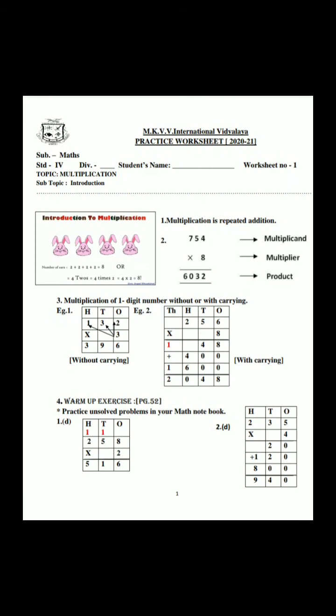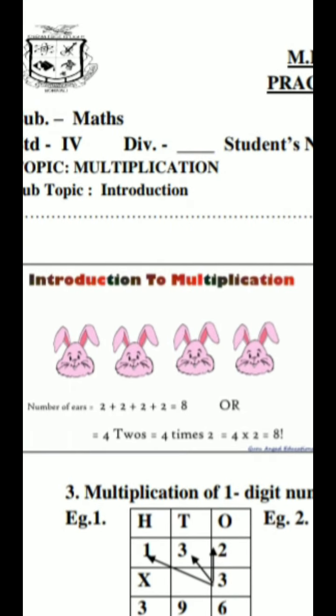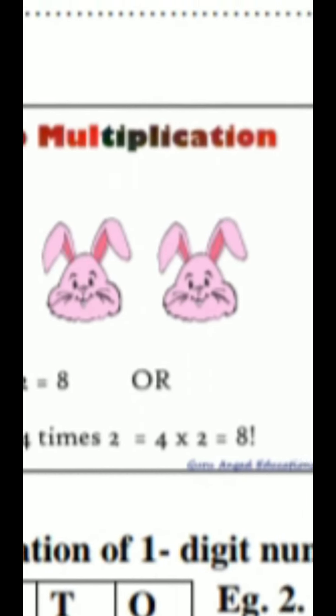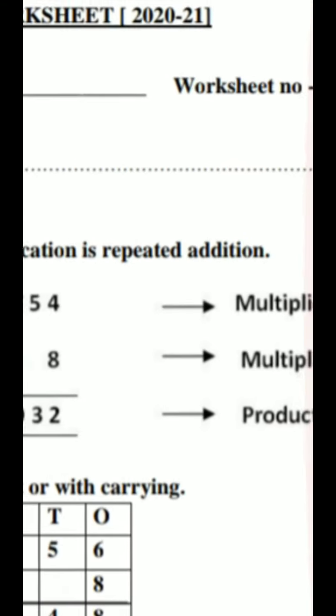Students, we all know that multiplication is repeated addition. Let's see how multiplication is a repeated addition. Here there are 4 rabbits. Each one is having 2 ears. So number of ears altogether are 8. We can add all the ears 4 times, which means 4 times 2, which give you the answer as 8, which shows that multiplication is a repeated addition.